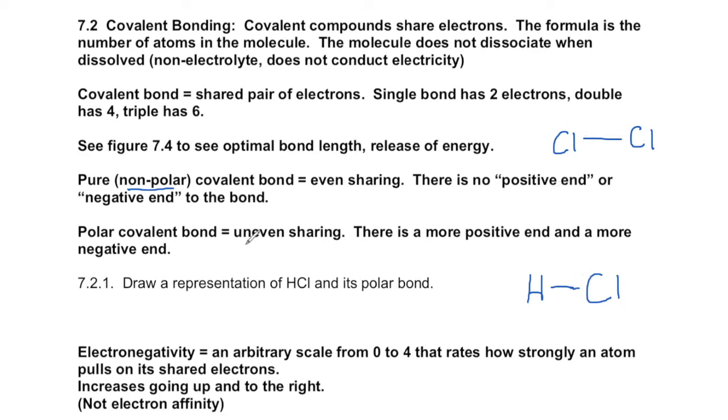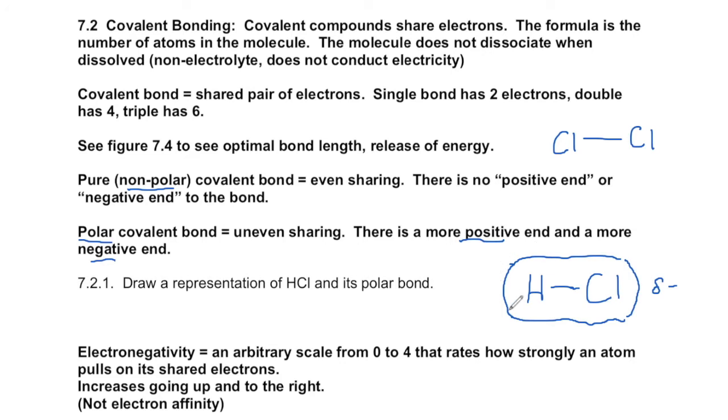Or a bond can be uneven. It can be polar, meaning that there is a dipole. There's a more positive end and a more negative end. So there's a dipole to this shared pair of electrons. It's not shared evenly. The chlorine pulls more strongly on the electrons than the hydrogen does. And so they spend more time around the chlorine than they do around the hydrogen. And so that gives this end of the molecule a little bit of a negative end.